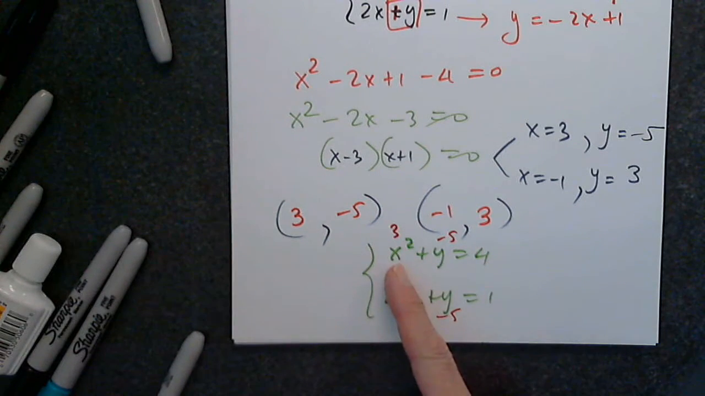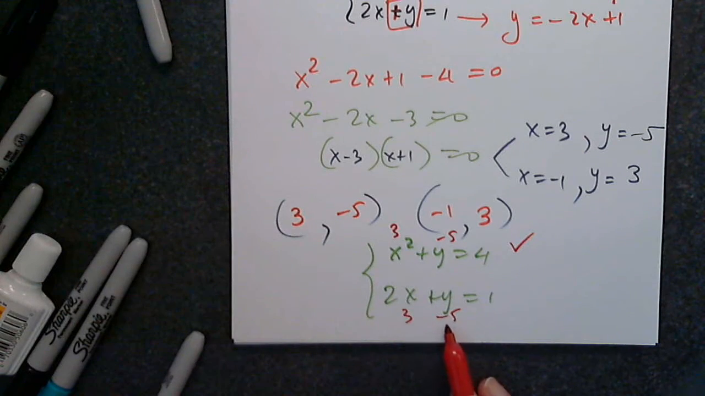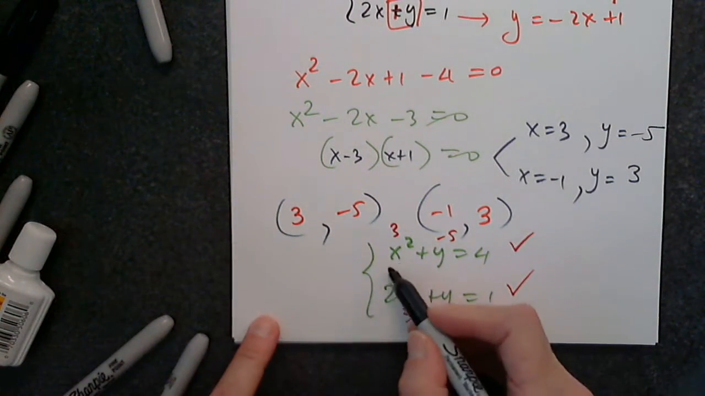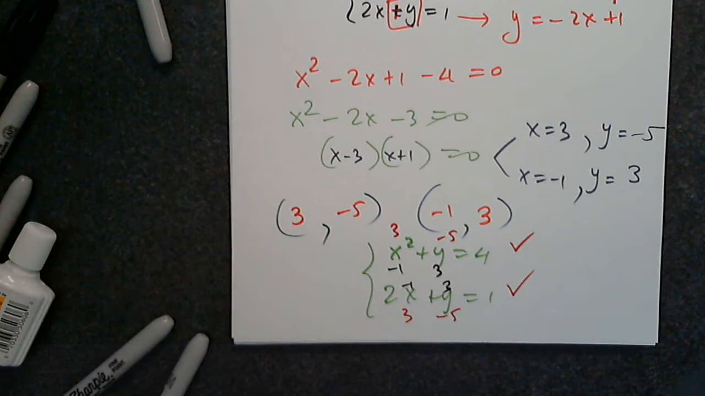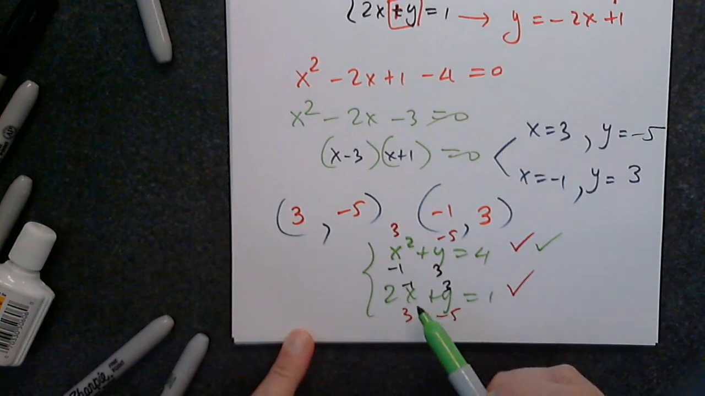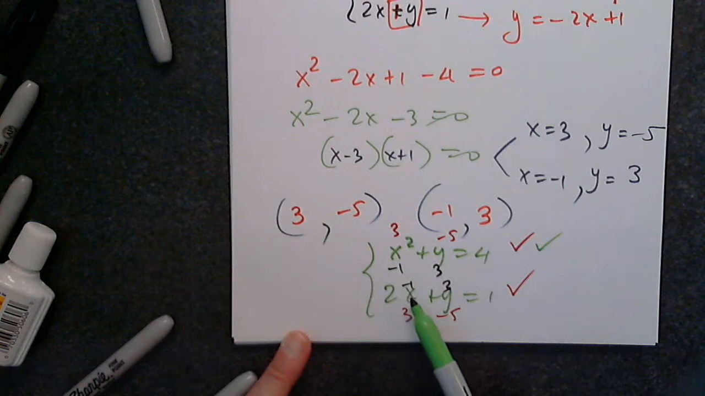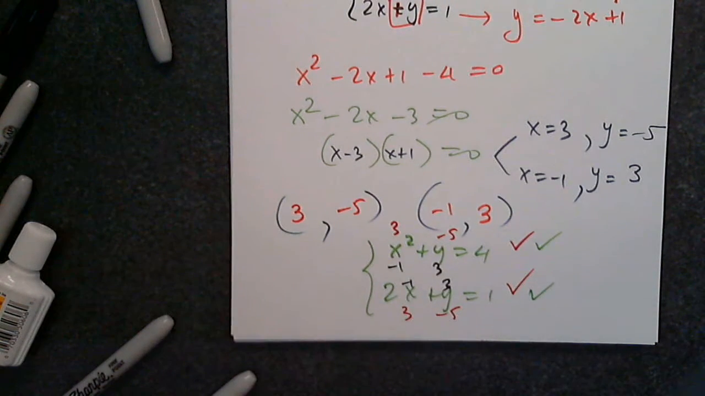So 3 squared is 9. 9 minus 5 is 4, yes. 2 times 3 is 6. 6 minus 5 is 1, yes. And we will go back and check the second ordered pair, negative 1, 3. So the first one is 1 plus 3 is 4, yes. And the other one, I'm sorry, it's negative 2 plus 3 is 1, yes.